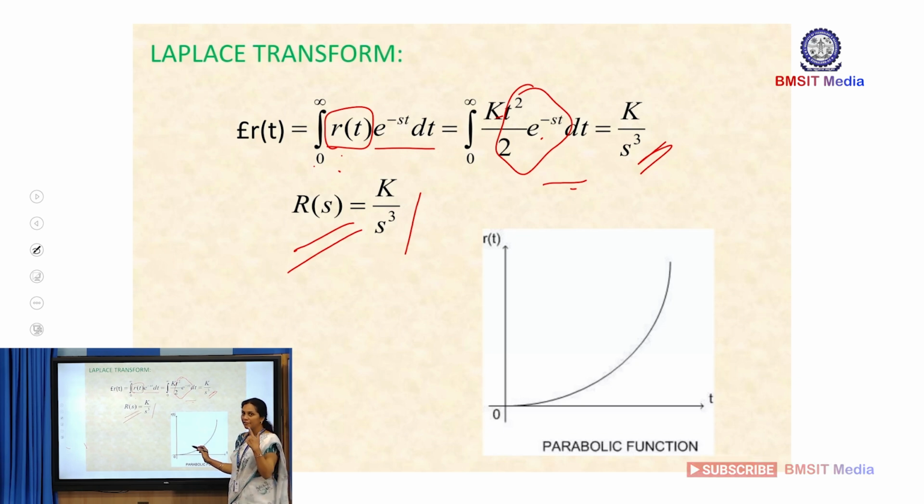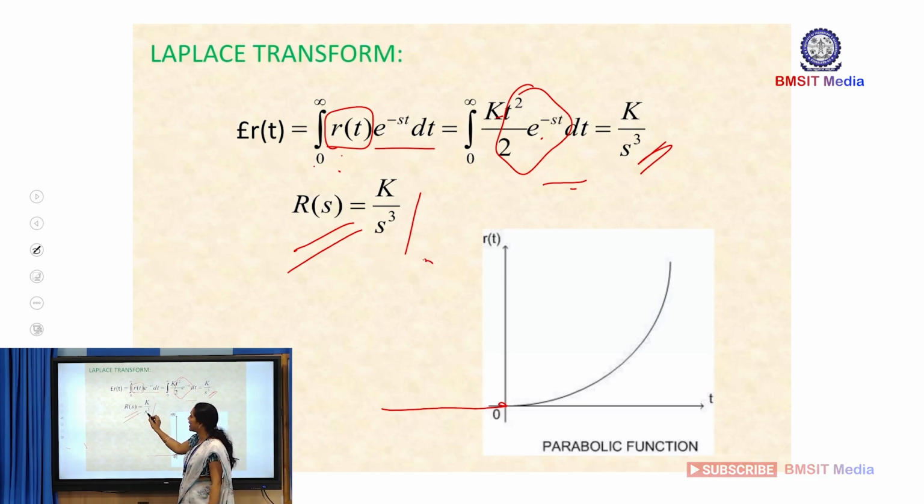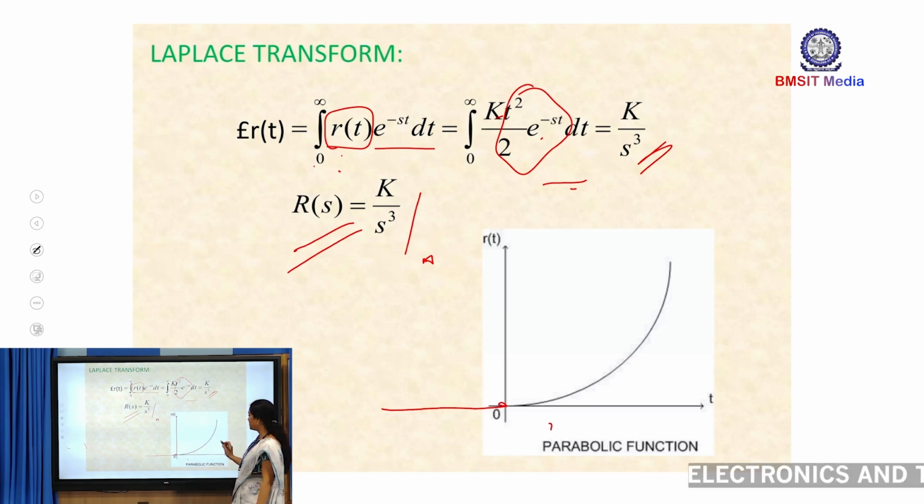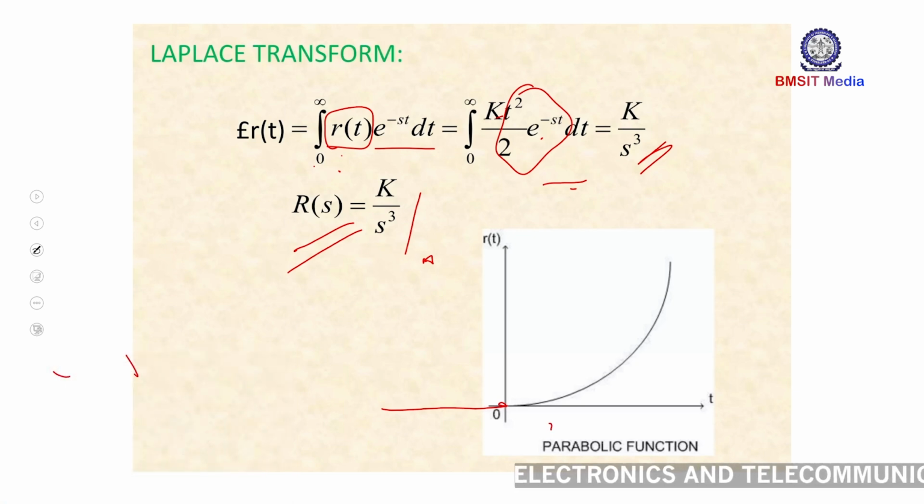Now, according to the definition, for t less than 0, it is equivalent to 0. For t greater than 0, the function is K into t square divided by 2, or here, in the s domain, it is K by s cube. That means it will be increasing like this, which is nothing but the parabolic function.